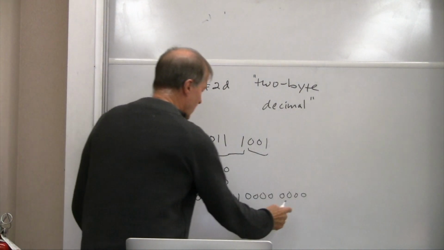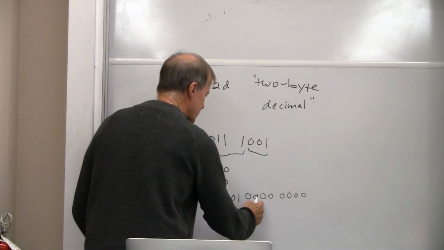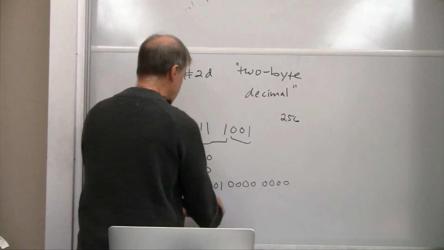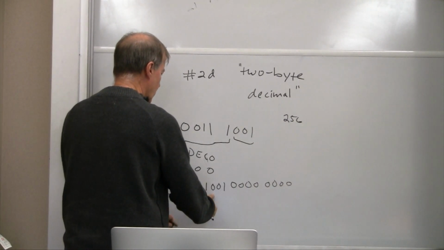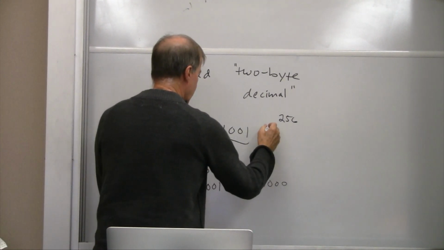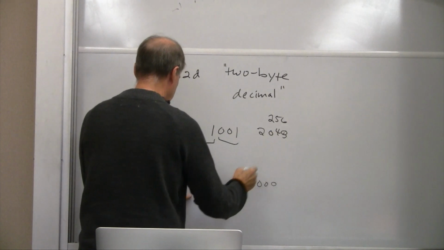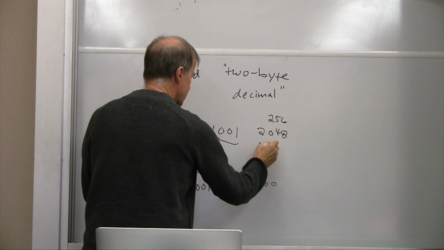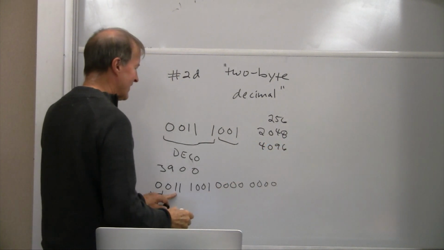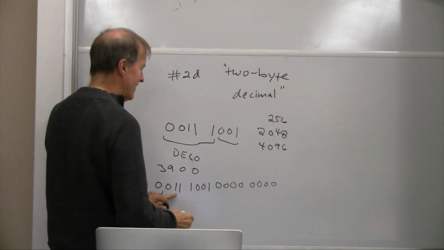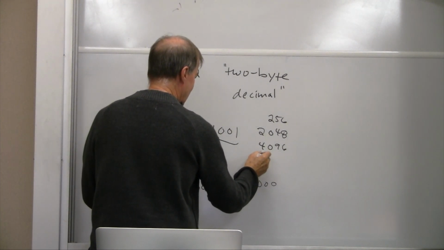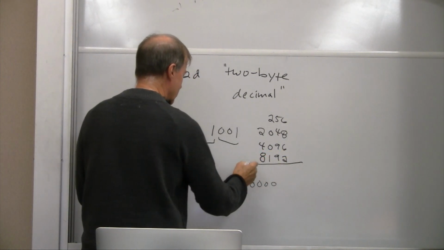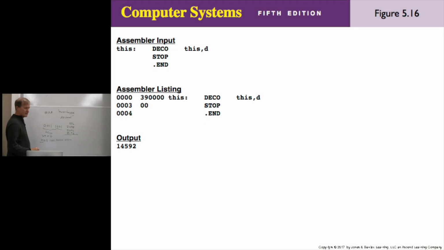So what is it? 1, 2, 4, 8, 16, 32, 64, 128. What is this? 256? 512, 1024, 2048. Oh, we need to do it 2 more times. 4096? 4096. 1 more time. 8192. Let's add them all up. 14,500. Oh, what do you know?